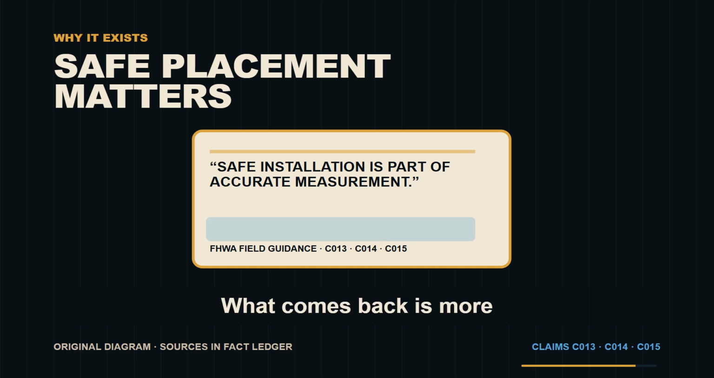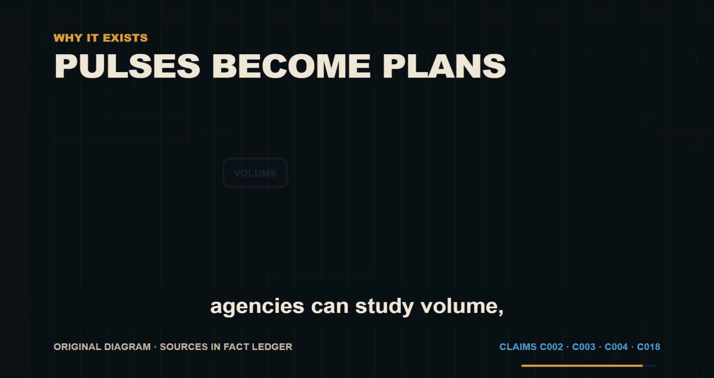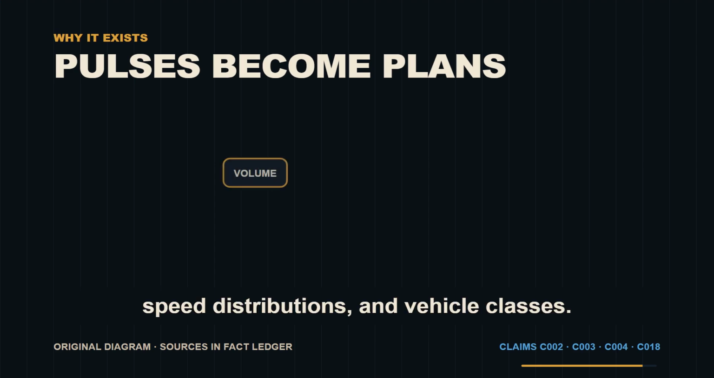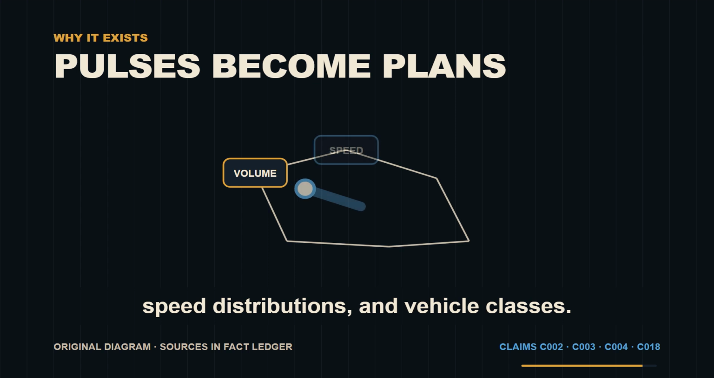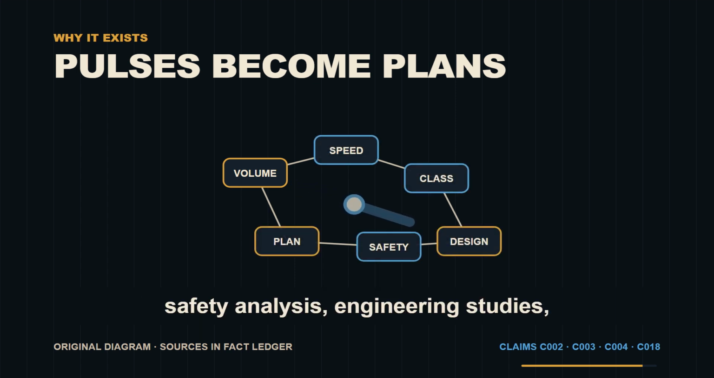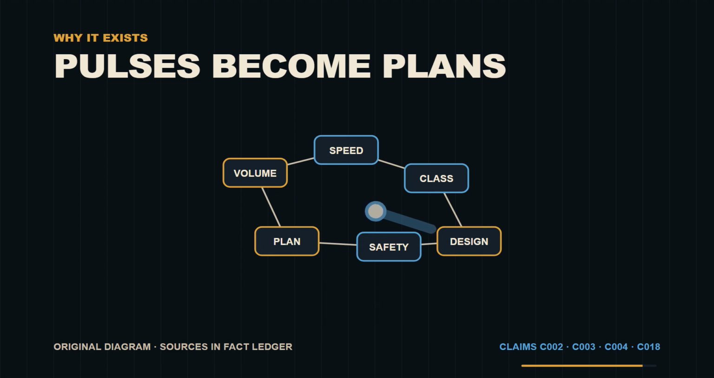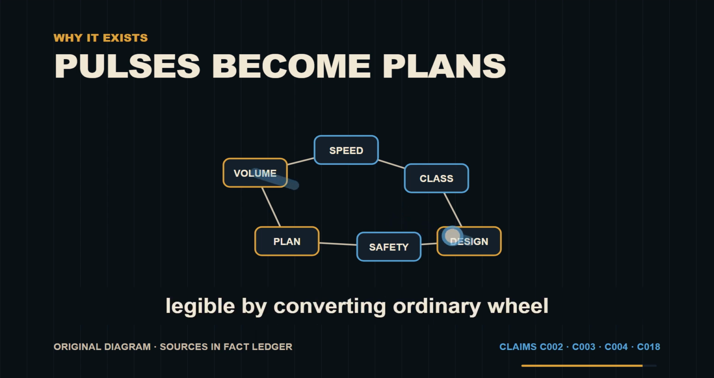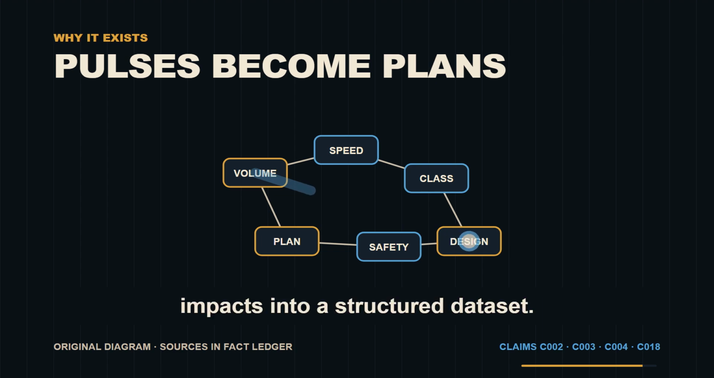What comes back is more than a car count. Agencies can study volume, speed distributions, and vehicle classes. Those observations support road planning, safety analysis, engineering studies, and the timing of future investments. The tubes make a road legible by converting ordinary wheel impacts into a structured dataset.